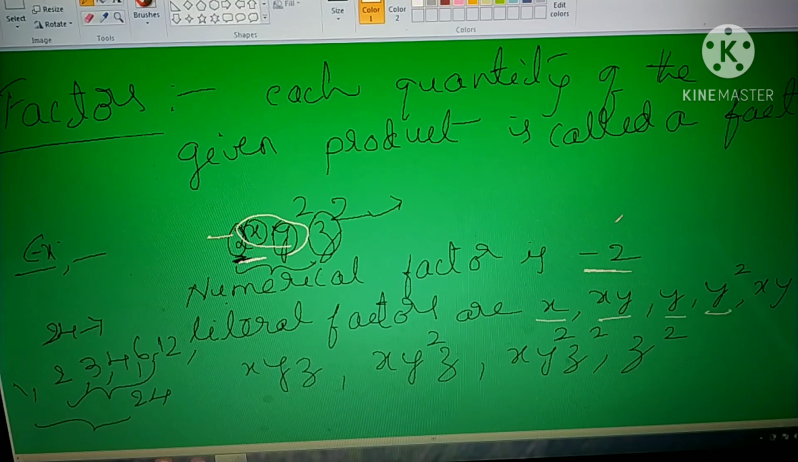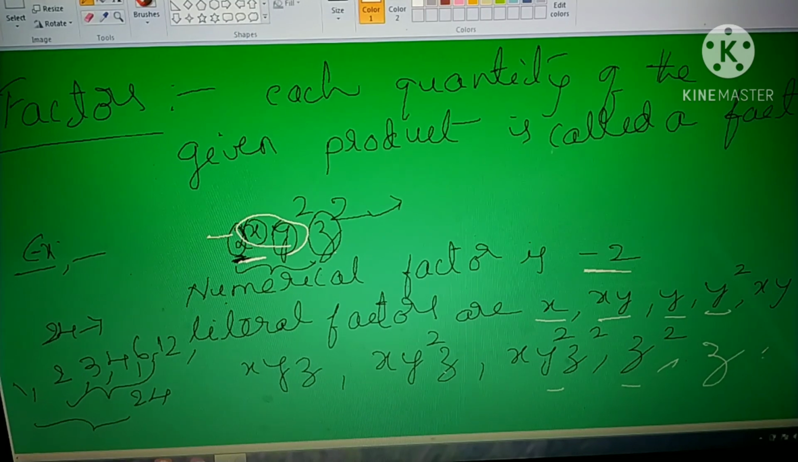Now coming to this z, adding this z also, xy square z is a factor, xyz is a factor, xy square z square is a factor, and then single z square is also a factor, and we can also write z as one factor for this one. So all the literals will come under factors only in a particular term. Whatever literals we have in that term, we can write all of them as factors. Understood how to write factors here?